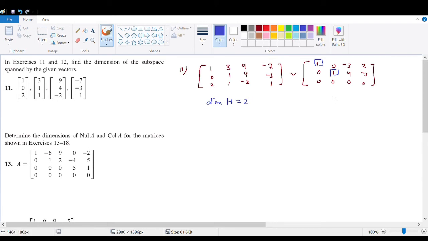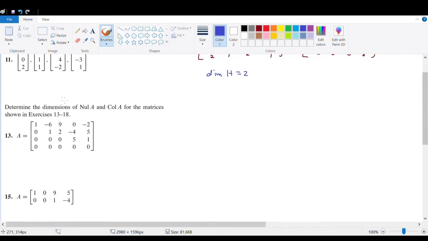In 13, determine the dimension of null A and col A for the matrices shown in exercises 13 to 18. So to know the dimension of null A, that means the number of free variables. The dimension of col A is the number of pivot columns. So this is the number of free variables. This one is the number of pivot columns.